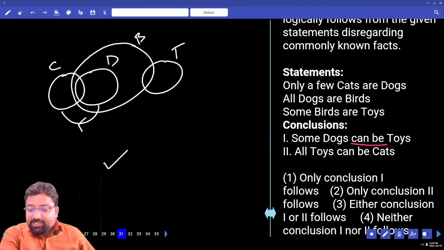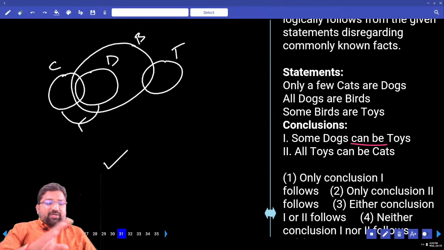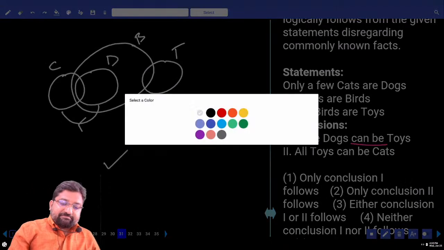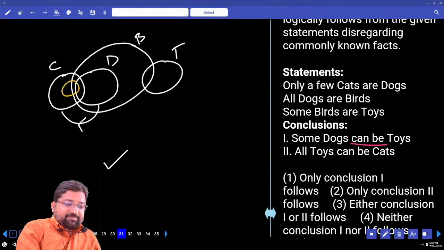All toys can be cats. Can all toys go into cats? Yes, it can go to the extreme.